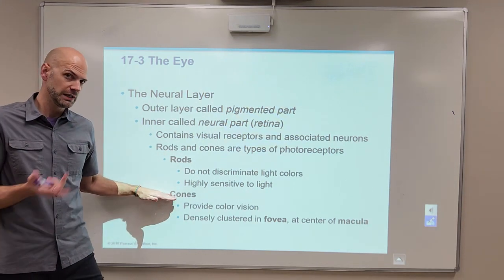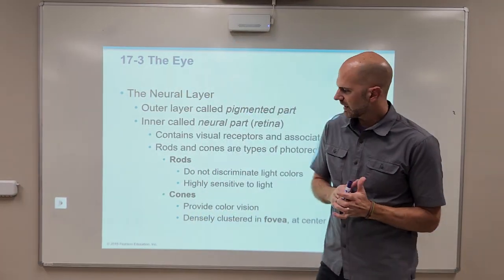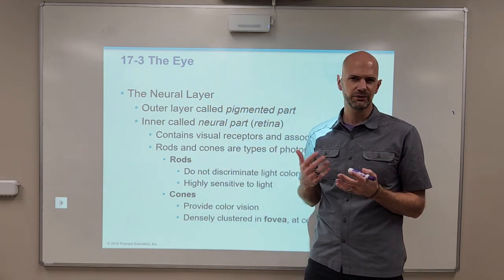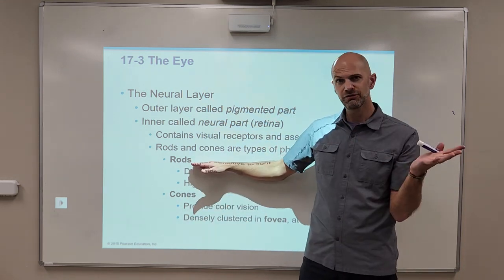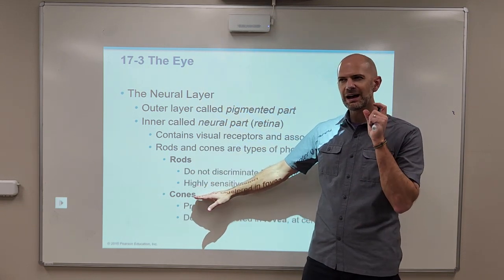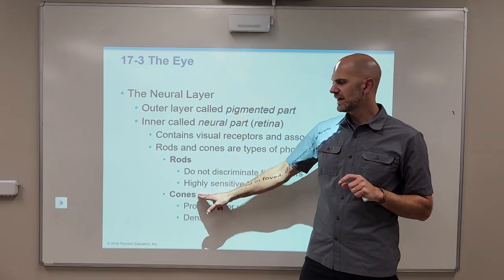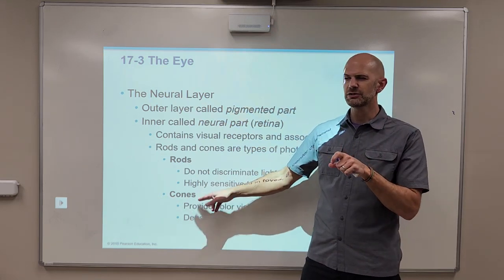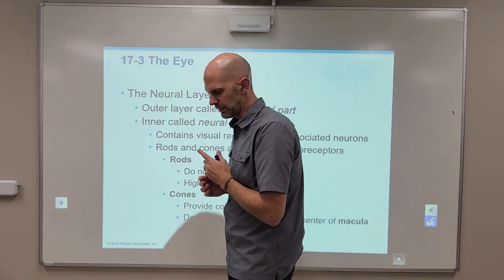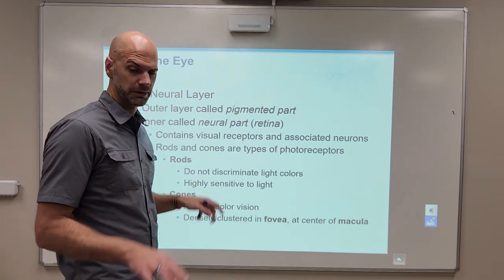You might have heard, maybe you had a science class or some other A&P class, cones tell you color and rods just tell you kind of black and white. It's really any photon of light would be detected by rods. Cones are really the high acuity, high definition vision, as well as specific wavelengths. Okay, so roughly red, green, blue, and then we can interpret things like yellow, orange, and purple.